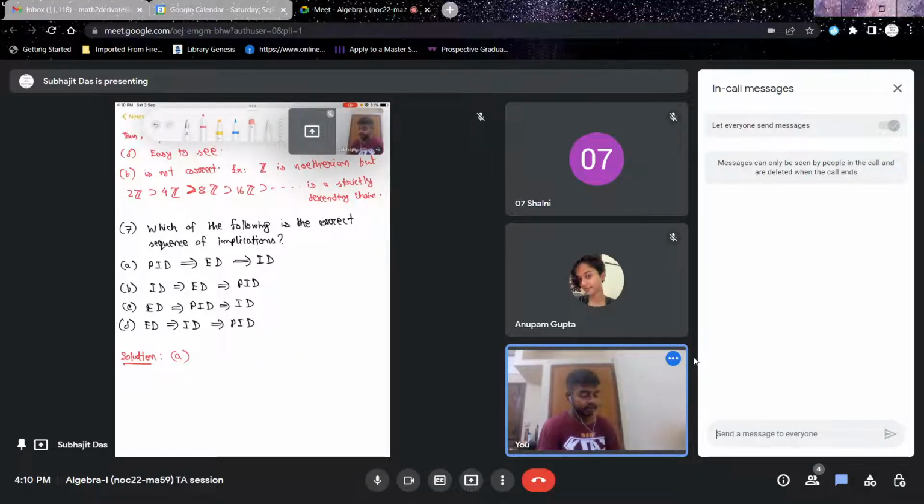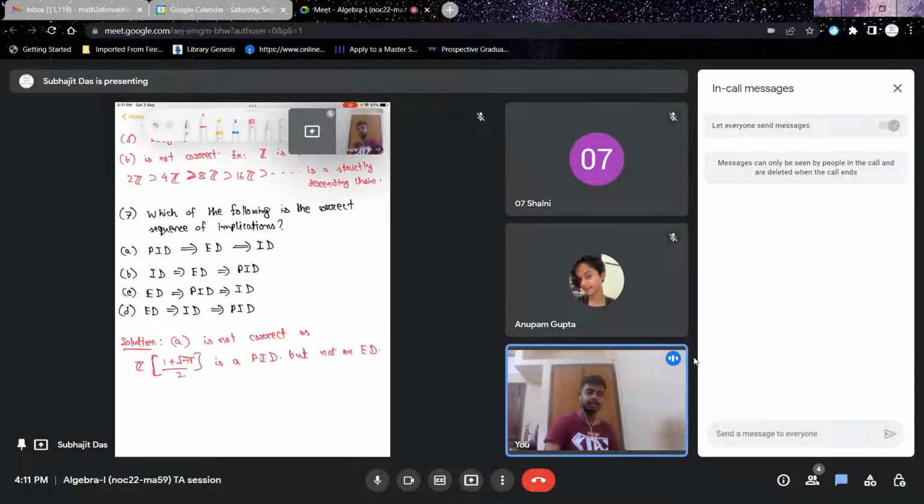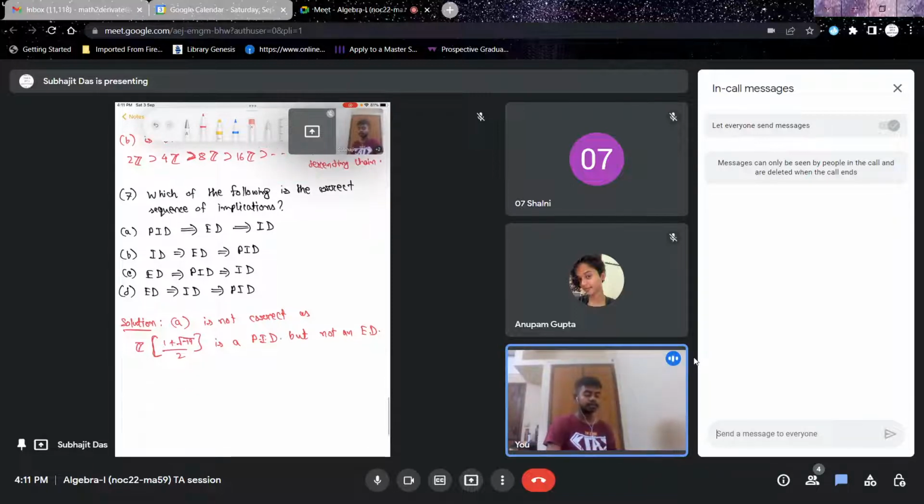So A is not correct, as Z of 1 plus root minus 19 over 2, the subring of C generated by Z and this thing, is a PID but not an ED. And it certainly has a proof. The proof is a bit algebraic number theoretic, but it's very accessible as well. You can just Google it and you can find a number of PDFs.